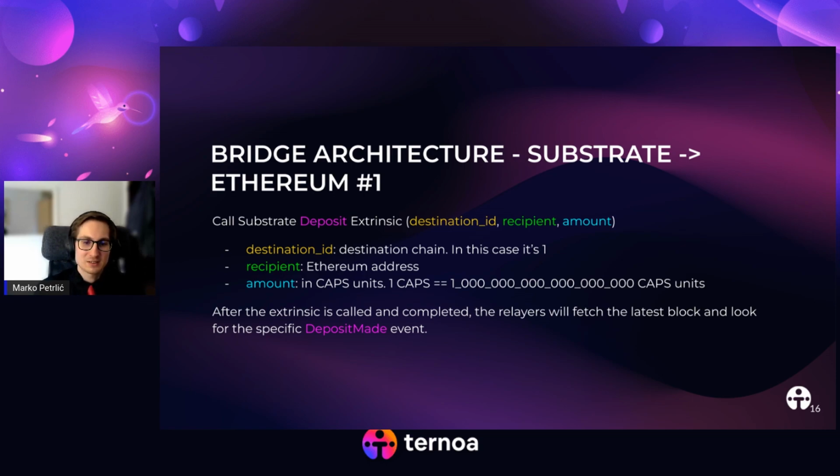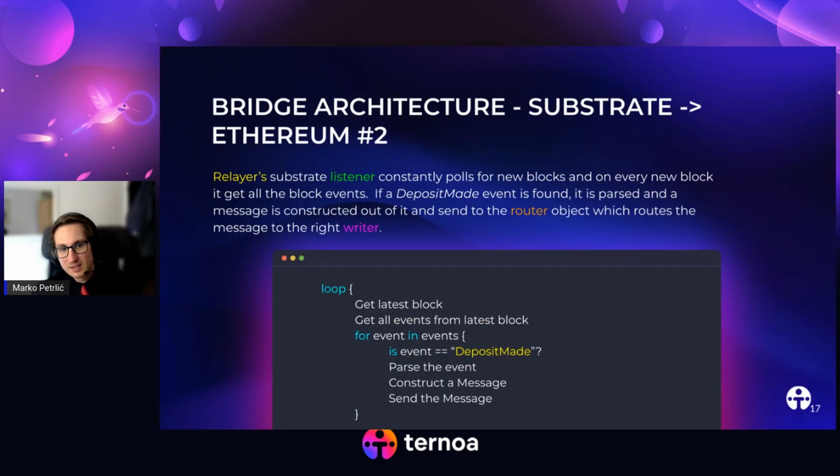After the extrinsic is called and completed, the relayers will fetch the latest block and look for the specific deposit made event. Now, just like we had in the Ethereum listener, we have the same logic in the Substrate listener. We get the latest block, we get all the events from the latest block, and we're looking for a specific deposit made event in that array of events. If we find the right one, with the right name, we parse the event, we construct a message, and send the message to the router object, just like we did before.